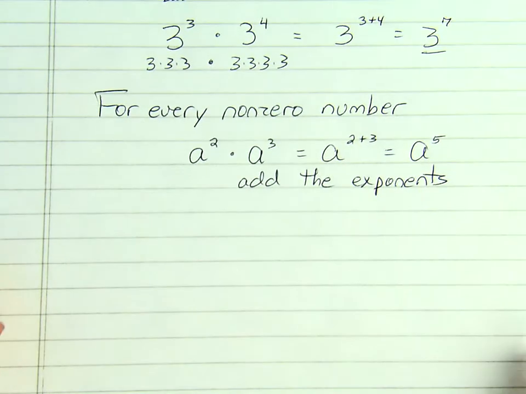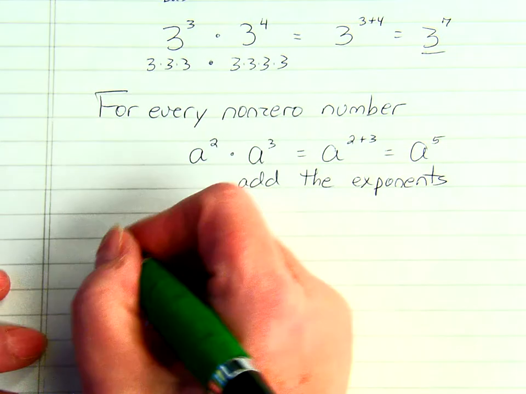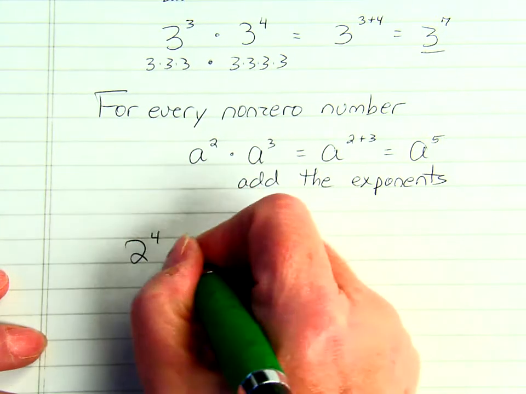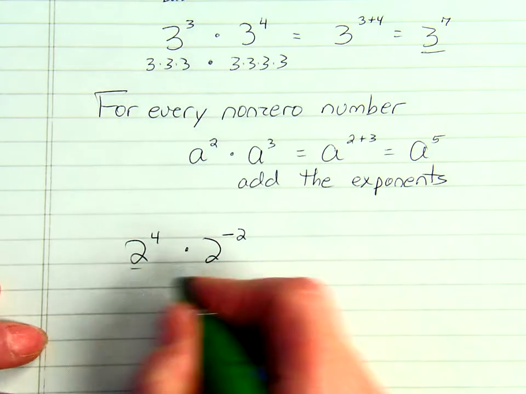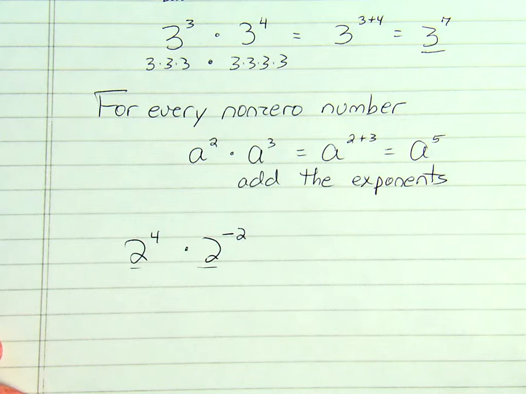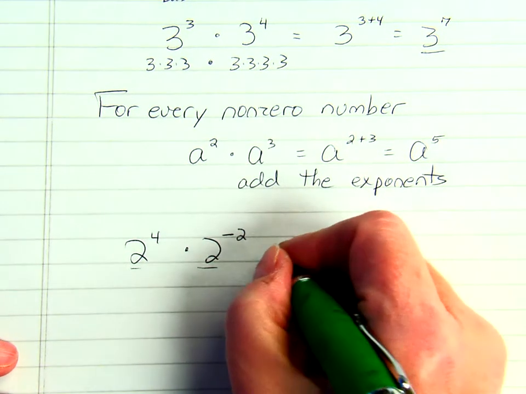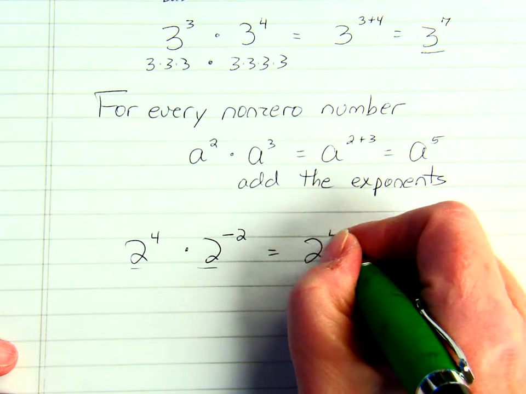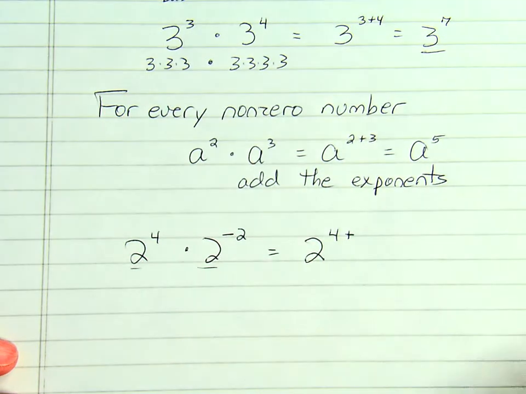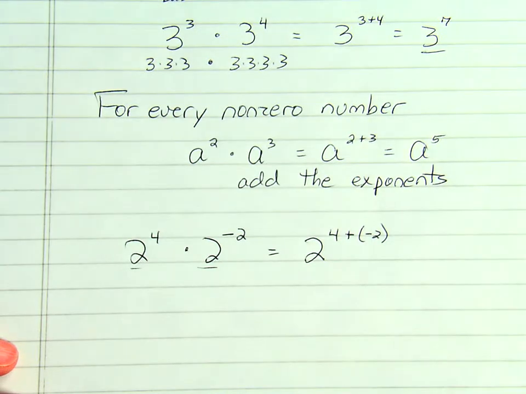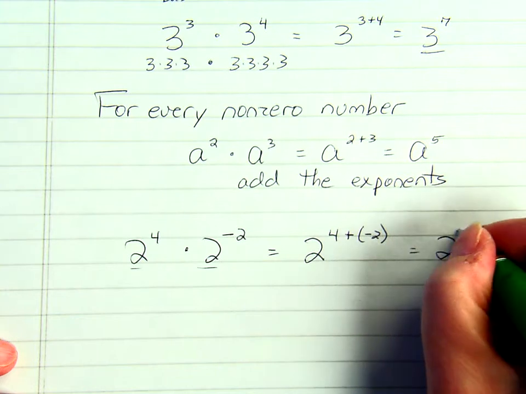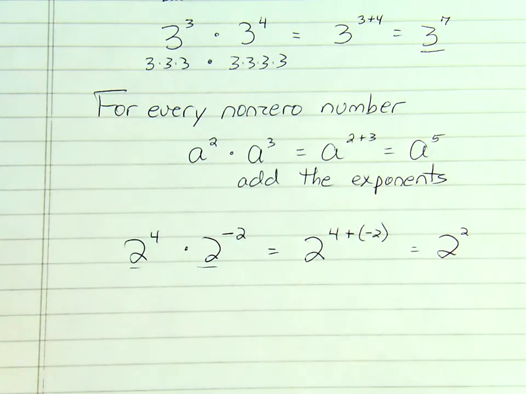Okay, so let's look at just a couple of examples. Let's say 2 to the 4th times 2 to the negative 2. Okay, first of all, I want to remind you, these have to have the same base. It doesn't work if the base is not the same. So this is going to equal 2 to the 4 plus, because we're still adding them, negative 2. Well, you've got to remember what you do with your integers. 4 plus a negative 2 is going to equal 2 squared. Okay? So that's the easiest way to look at this.